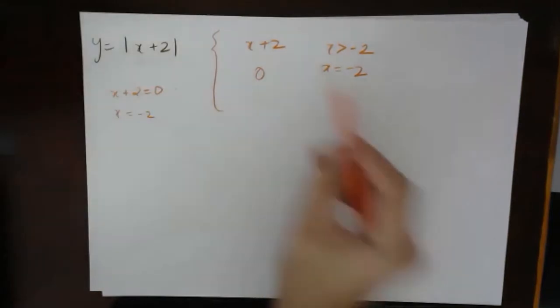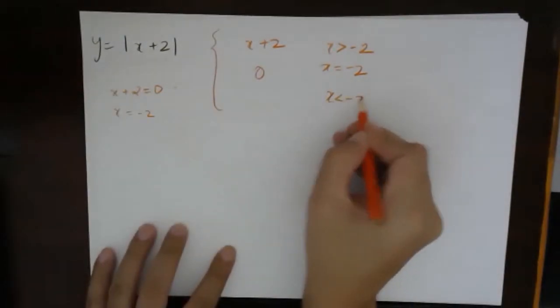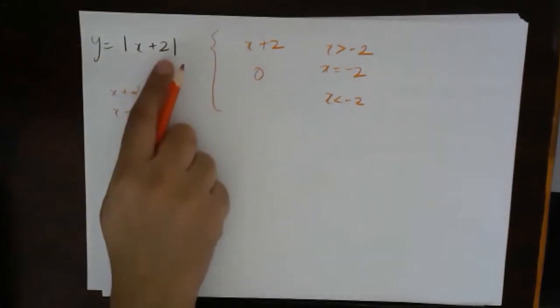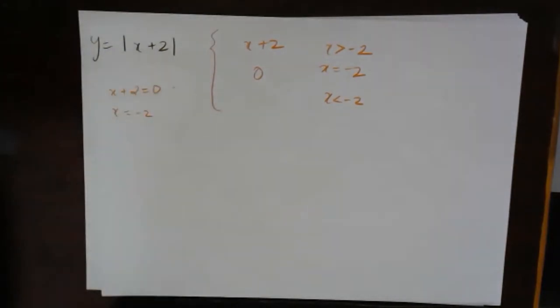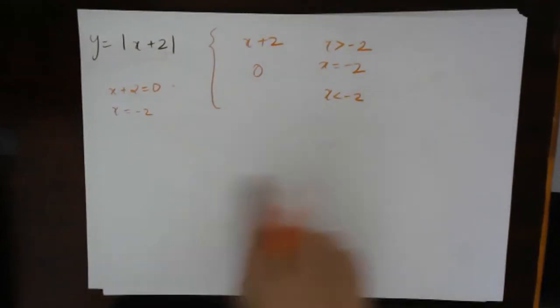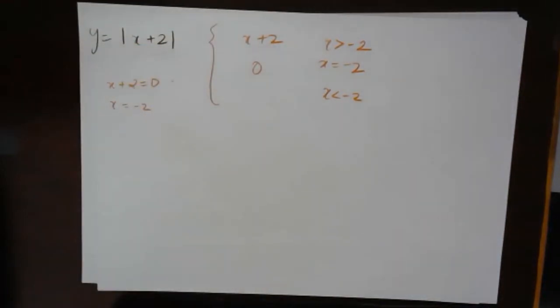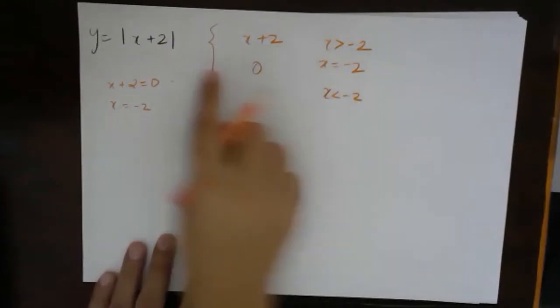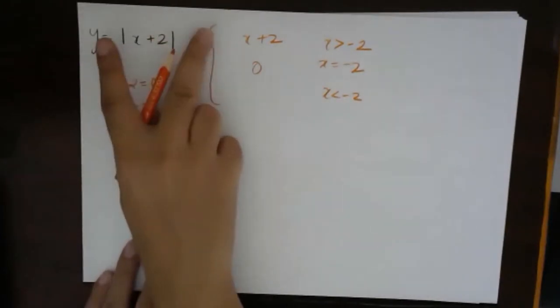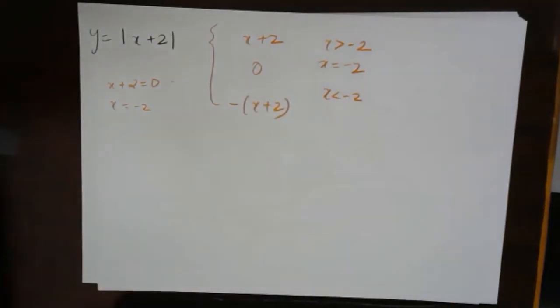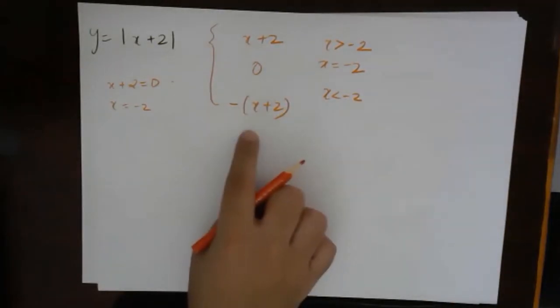For x less than -2, suppose you keep -5. That gives -5 plus 2, which is -3, and the output will be 3. Suppose x is -10, then -10 plus 2 is -8, and the output will be 8. So here, when it is less than -2, the mod will open with a negative sign: minus of x plus 2. I hope everybody understood this part.